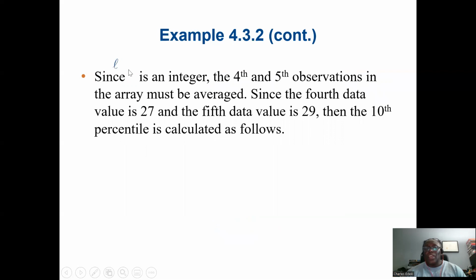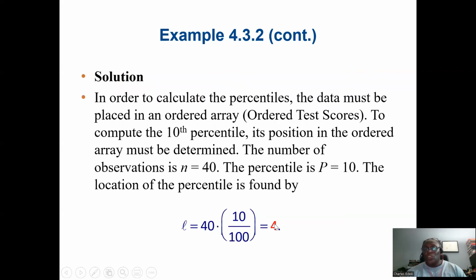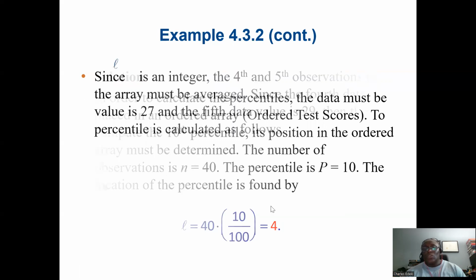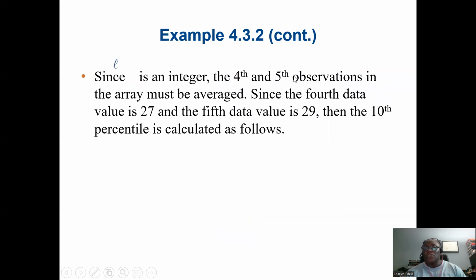Now, since L is an integer, L is 4, so we are going to take L and L plus 1. So we are going to take the 4th and the 5th observation in the array. Then we find the average of them. Since the 4th data is 27 and the 5th data is 29, we find the average: 27 plus 29 divided by 2, and that gives us 28.